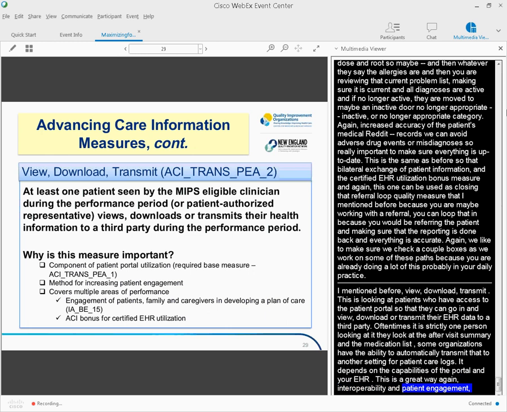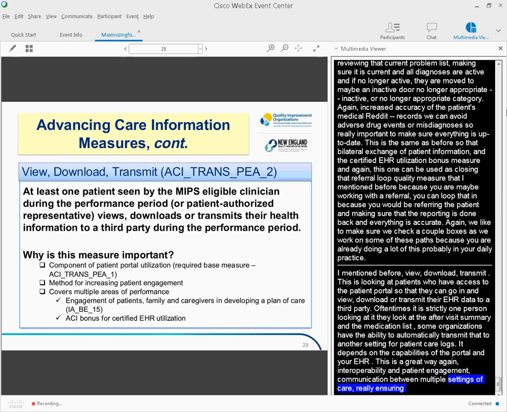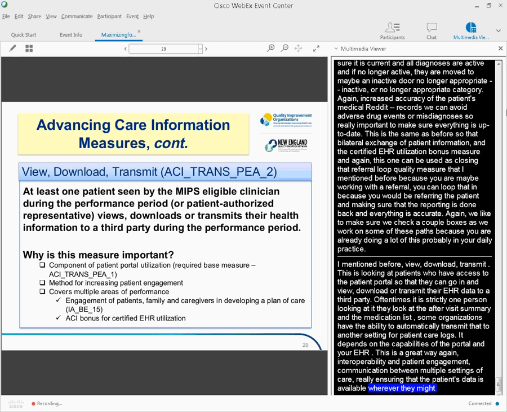As I mentioned, it's a component of the patient utilization. That's a required base measure. It's a method, again, for increasing patient engagement, and it covers a couple different areas of performance. So, improving activity of engagement of patients, family, and caregivers in developing that plan of care.